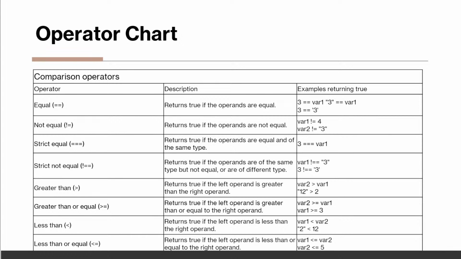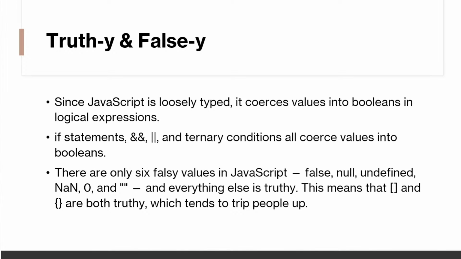To make this even more interesting in JavaScript, we have the idea of truthy and falsy. JavaScript is loosely typed, so it coerces values into Booleans in different logical statements. So I can basically say something like if 7, and it will return true or false, which is interesting, right? The whole concept of truthy and falsy is interesting to me.